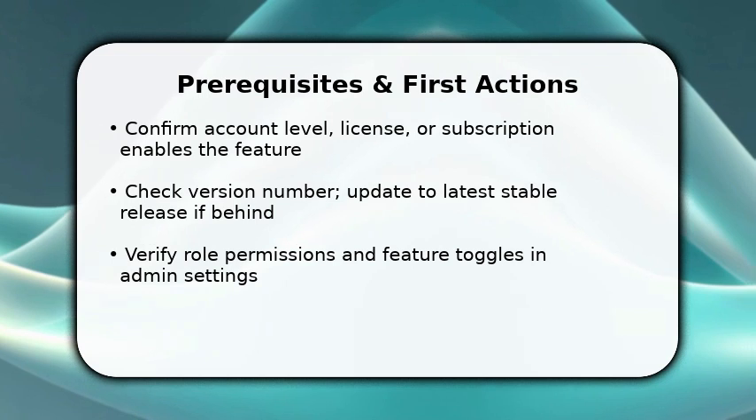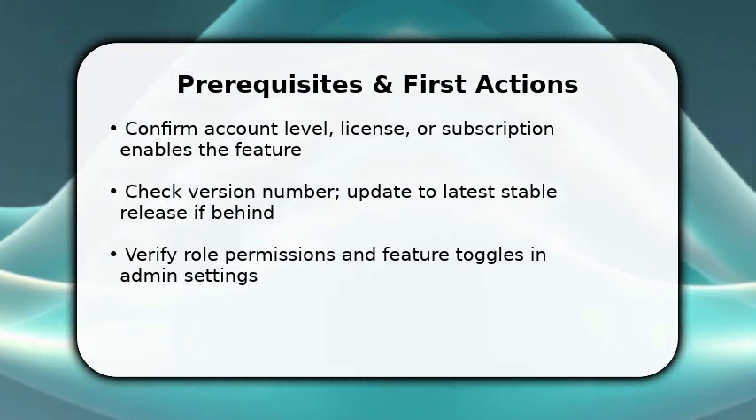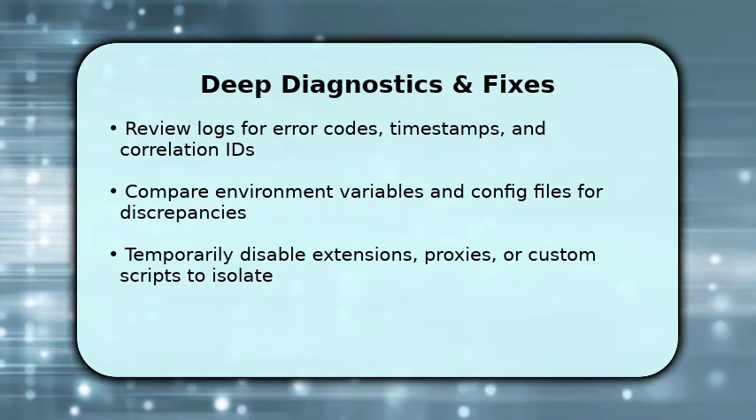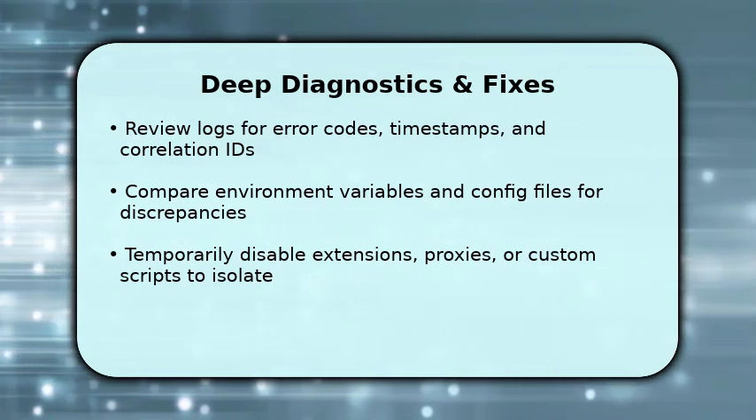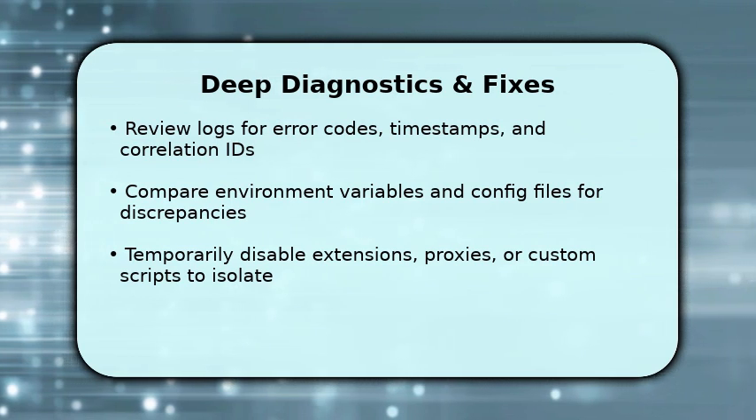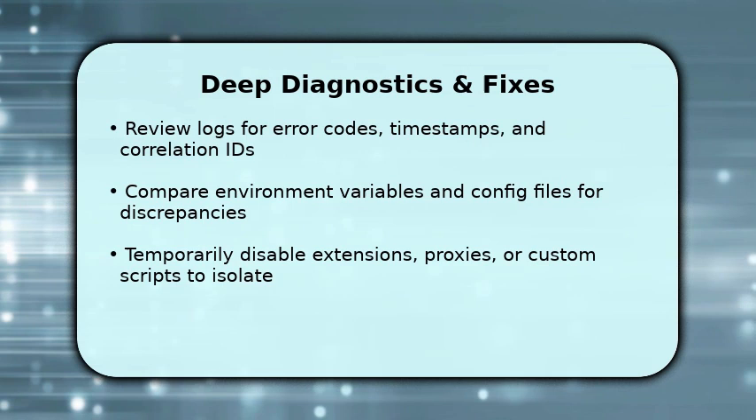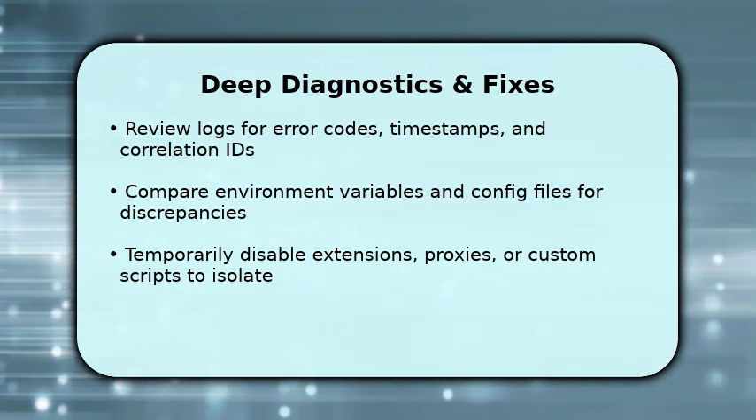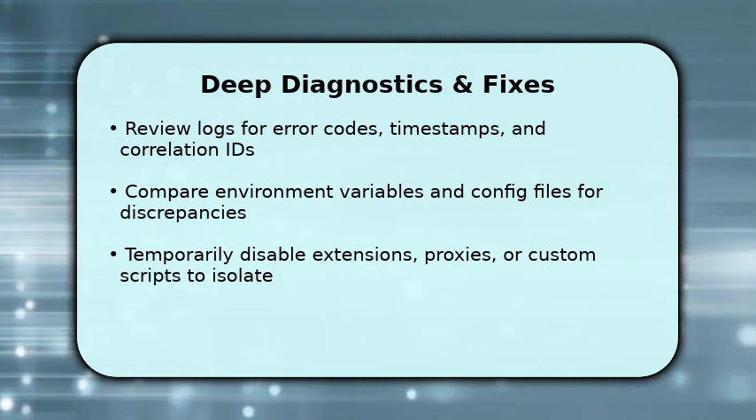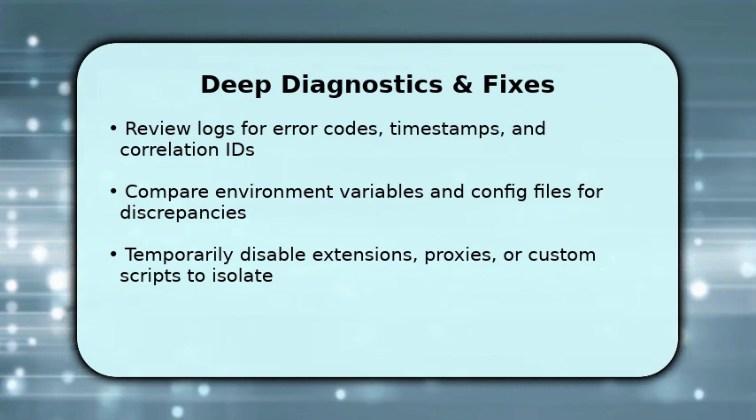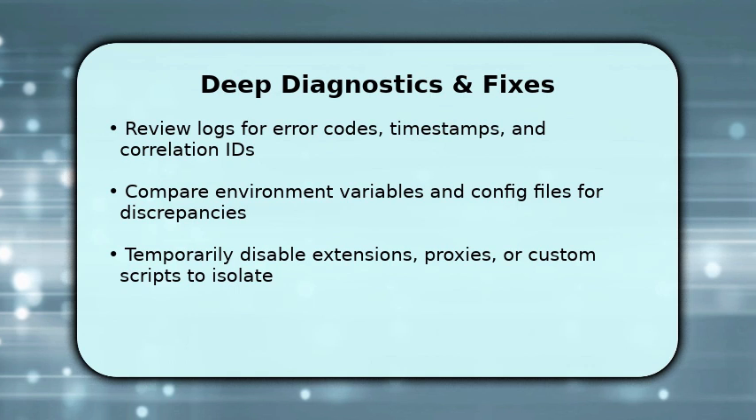Now dive into diagnostics. Check logs for error codes and correlation ID because they point to the subsystem failing. Next, compare config files and environment variables across working and failing environments to spot differences and correct mismatches. Once identified, replicate the exact working configuration. Additionally, disable browser extensions, proxies, or custom scripts to eliminate local interference.